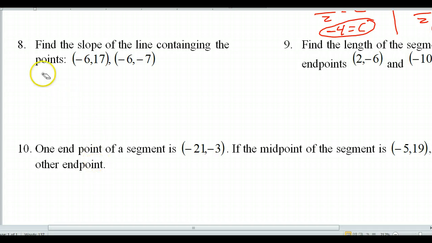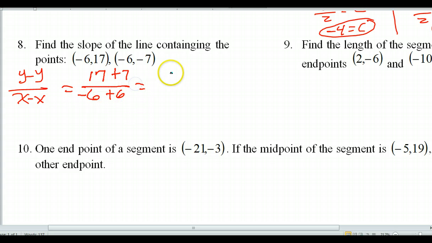Yes? Okay. Alright, number 8. Find the slope of this line. What did you guys get for this one? Negative 24 over 0. So it's undefined. You got undefined. What about you? Yeah, I got undefined. Yeah, because we're doing y minus y, so this would be like 17 plus 7 over negative 6 plus 6. So that's going to be 24 over 0. That's undefined.